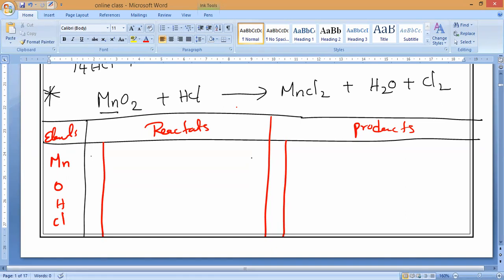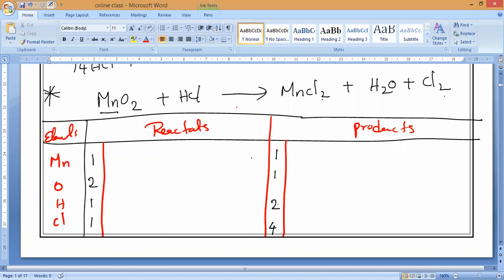Reactant side: manganese 1, oxygen 2, hydrogen 1, chlorine 1. Product side: manganese 1, oxygen 1, chlorine 2 plus 2, 4, hydrogens 2. Have you checked it? Yes or no, guys? So now you check it.